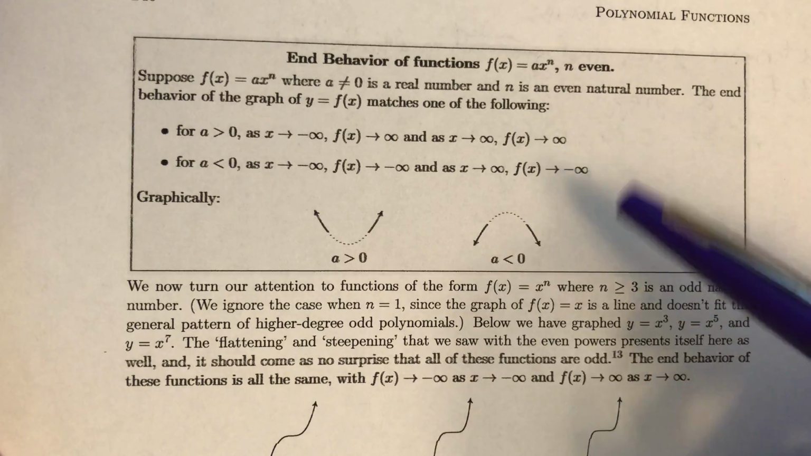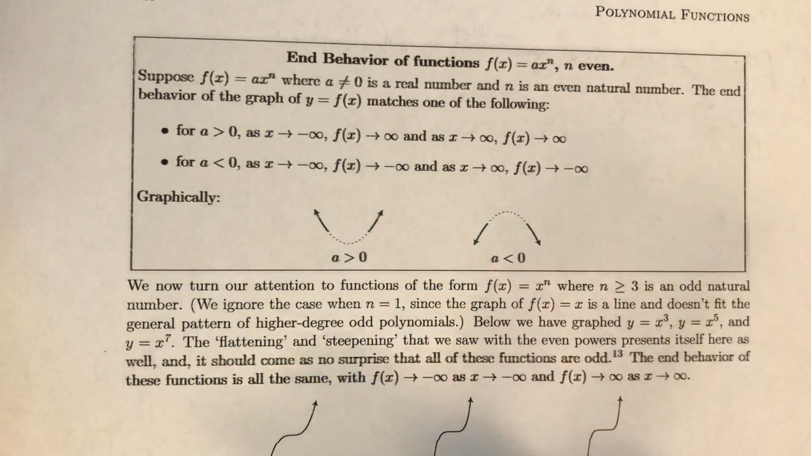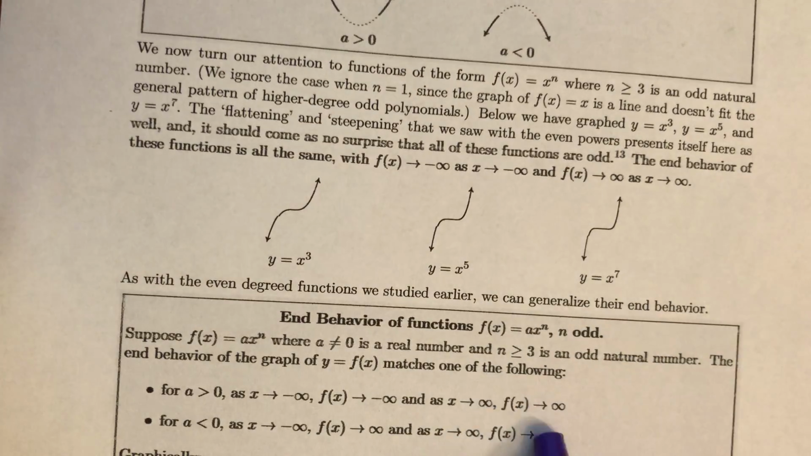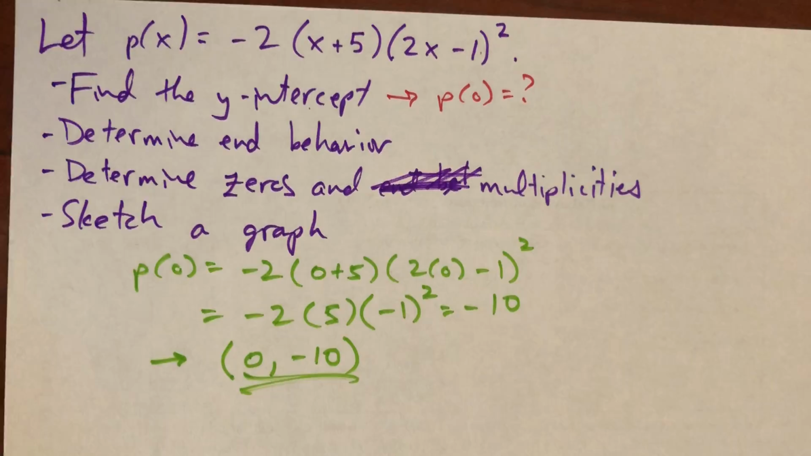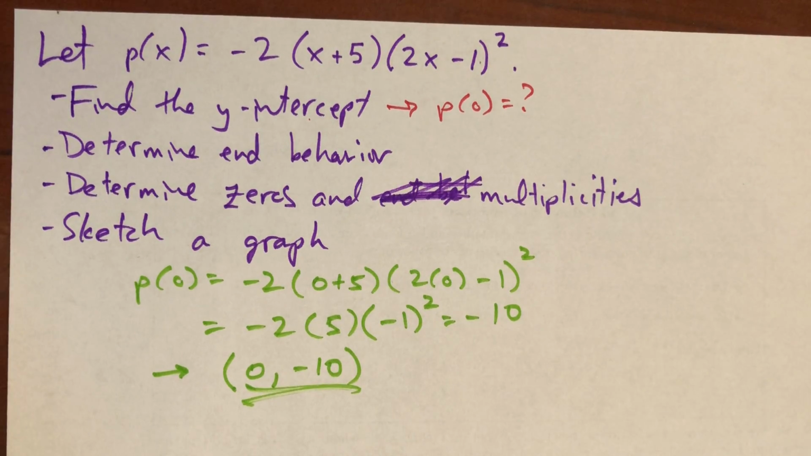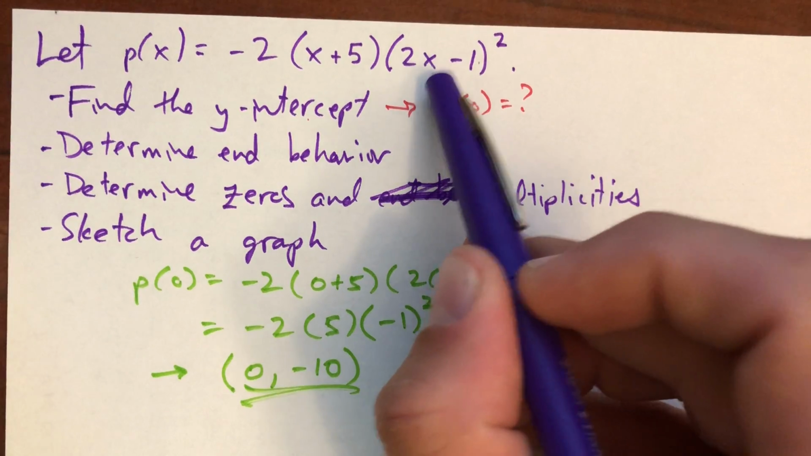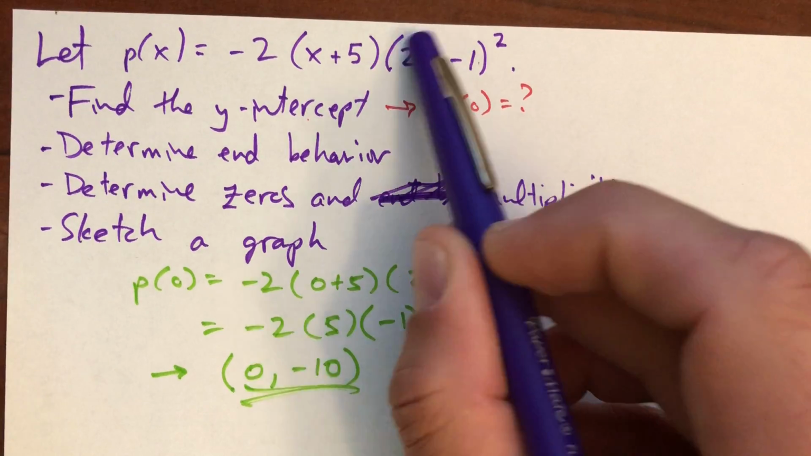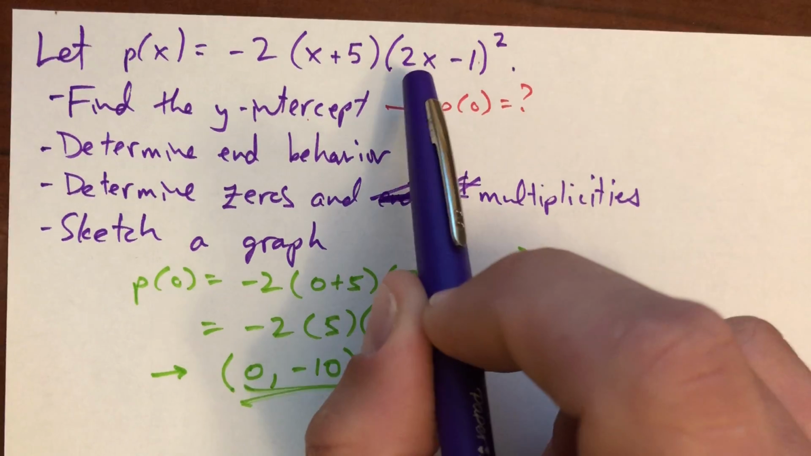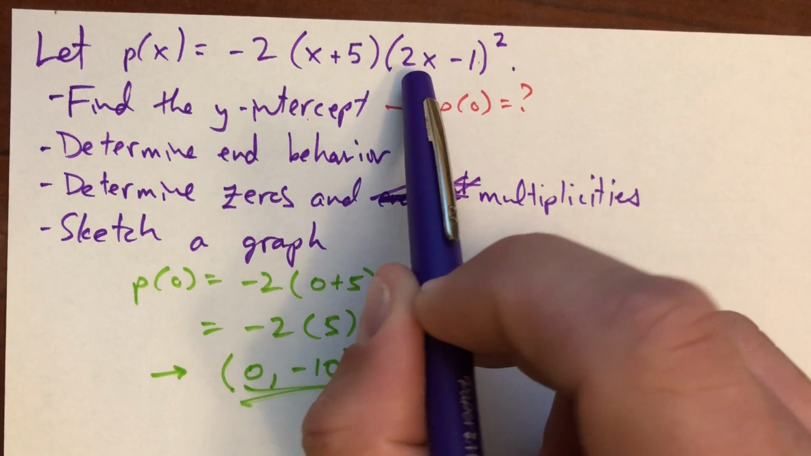So if we've got an even degree, then we're going to look at this box. If we've got an odd degree, we're going to look at the box down here. So let's take a real quick look at what our degree is. If we were to multiply all these numbers out, the largest degree I'm going to get from this term is going to be the square of that. So that's going to be 4x squared.